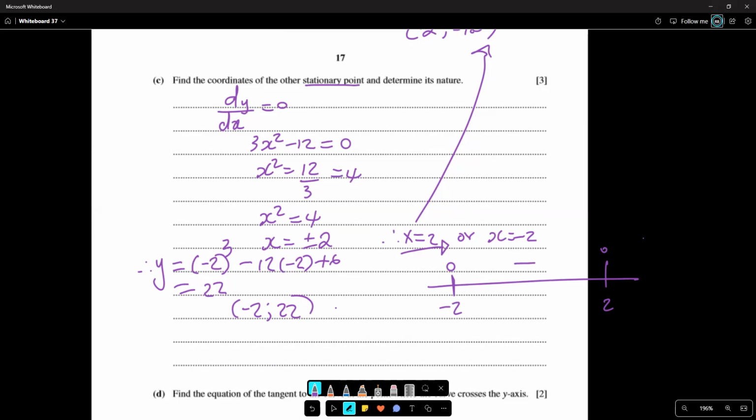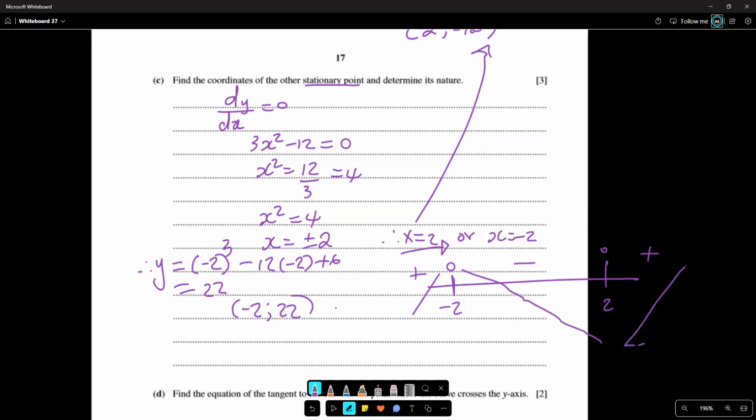I can pick a number here, 3, for example. If I put a 3 here, we're going to end up with a positive. Also, if I put a -3, we end up with a positive. Right. And then I can see that, okay, on this one, the graph is positive, so it increases. Then this side, it decreases.